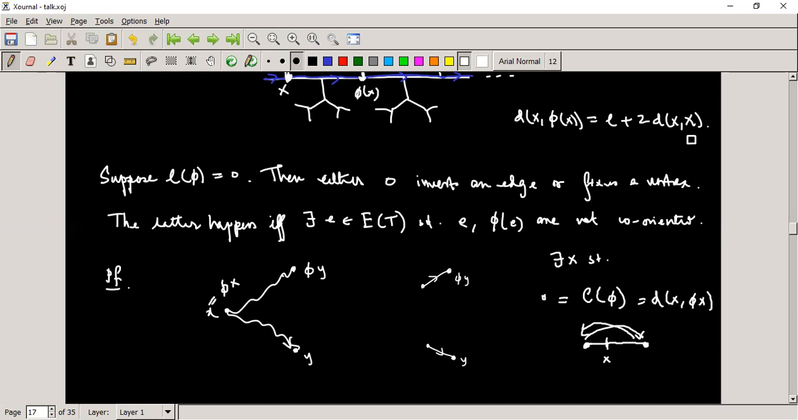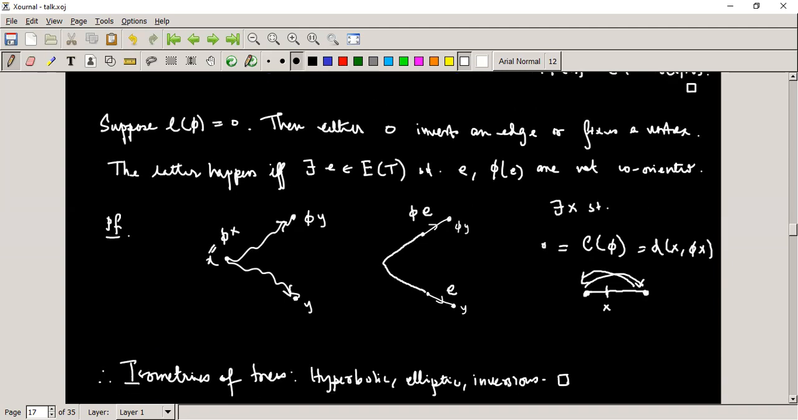Then this edge has to map to this edge here. So this edge, which is emanating towards y, is mapping to the edge which is emanating towards phi y. But in the unique geodesic joining them, which is this, because there is a unique path joining any two points in a tree, these edges are not co-oriented. These edges are not coherently oriented. So this is a classification: isometries of a tree are either hyperbolic, elliptic, or inversions.